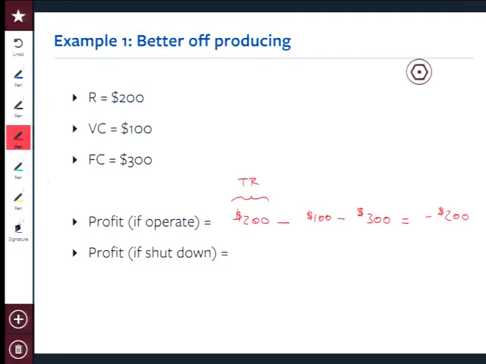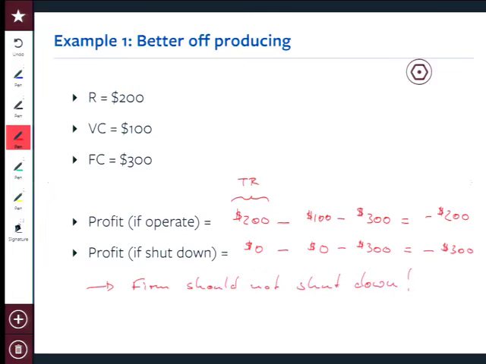I'm losing money. But if your Stanford consultant comes in and says, well, you fool, you should have shut down production, you do the following. Well, dear Stanford friend, if I don't produce, I don't get any revenue, $0. I also don't have any labor costs. But I still have to pay my capital. Right? So I lose $300. So here, the firm should not shut down, which it says in the title, but I just feel like writing today. Okay? The firm should not shut down.